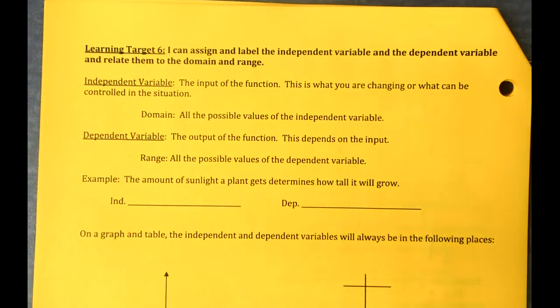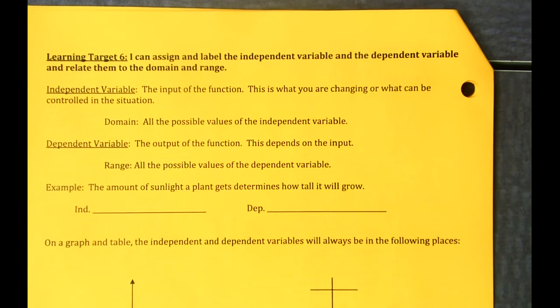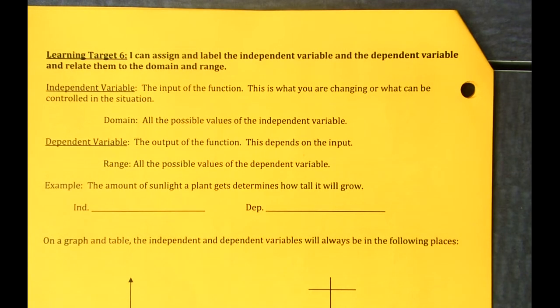So today we're going to be learning about learning target 6, which says I can assign and label the independent variable and the dependent variable and relate them to the domain and range. So make sure that you have your yellow notes out and be ready to write down everything that I write down. If you don't have them out right now, go ahead and pause this video and take them out.